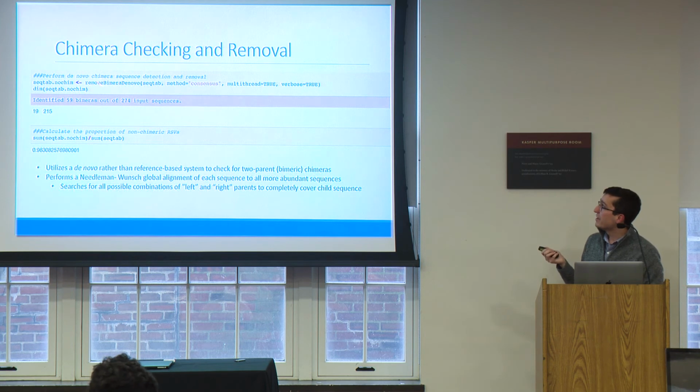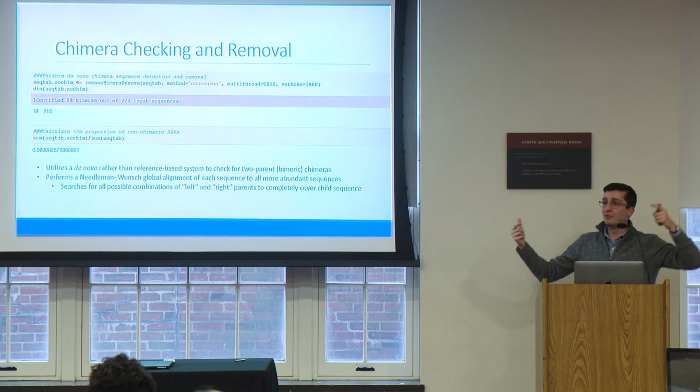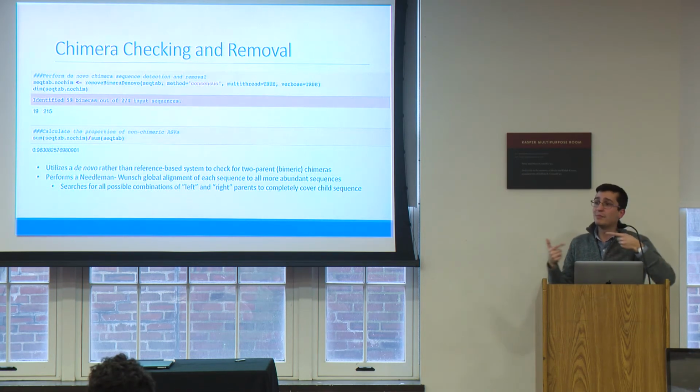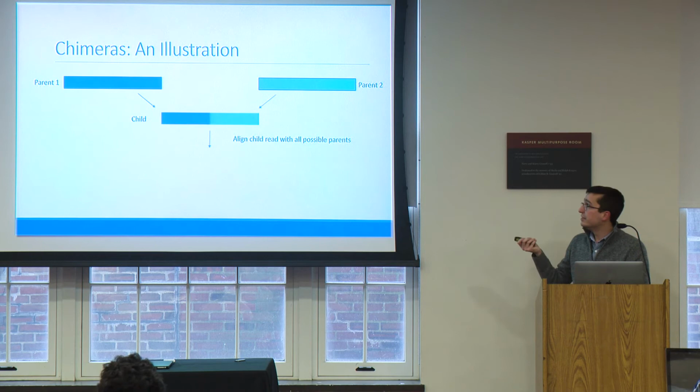So what this command does is it takes your sequence table and it performs this multiple sequence alignment. It starts basically from your least abundant read, and for all of the reads that are more abundant, it'll do sequence alignments with all possible combinations to see if there's any overlap. To illustrate this, you have two parents, a blue and a green one here, and during the course of amplification, you create this child that's half blue, half green. So you align this child read with all possible parent reads.